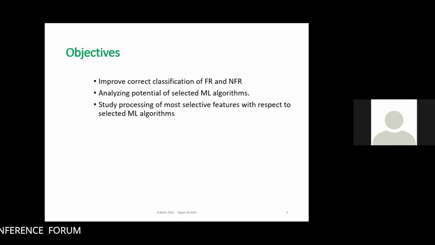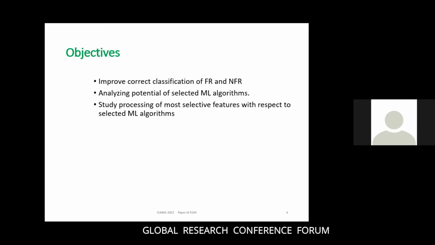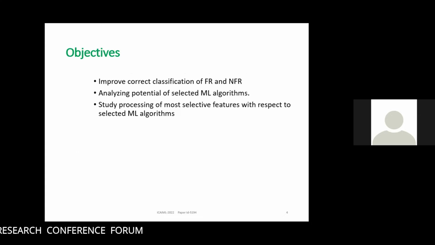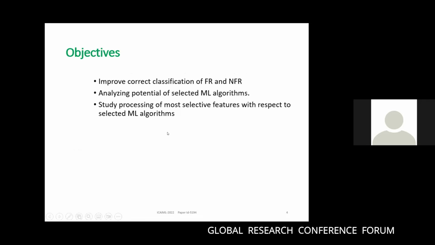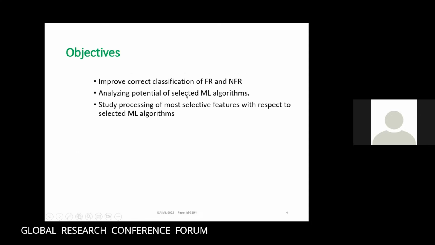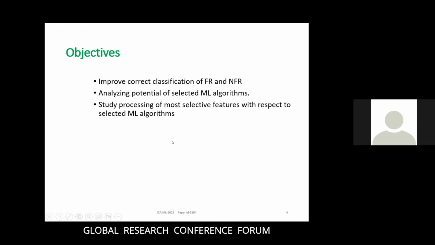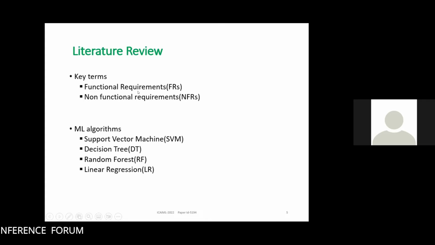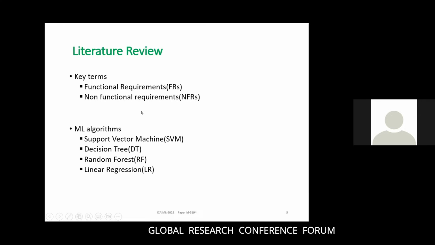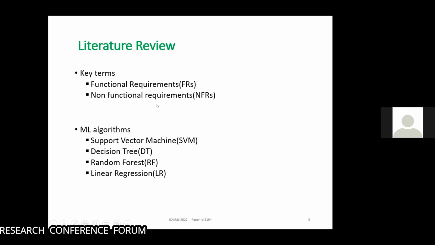After that, we have come to the objectives, so that we can go for the comparison and classification of the functional requirement. The objective is to improve the correct classification of the functional requirement and non-functional requirement, analyzing the potential of the selected machine learning algorithms, and studying the processing of the most selective features with respect to the selected machine learning algorithms. So with these objectives, we have done the literature review, started with the systematic review, and then reached a specific set of the domain of the literature of the requirement engineering.